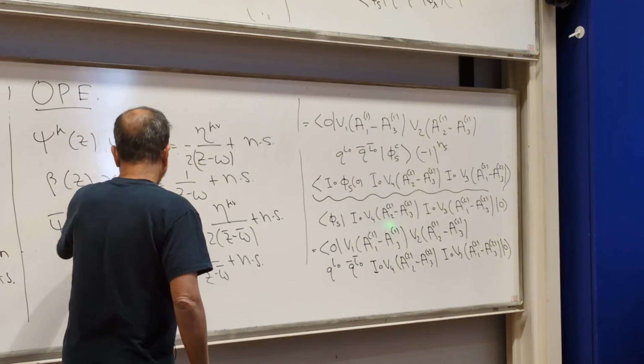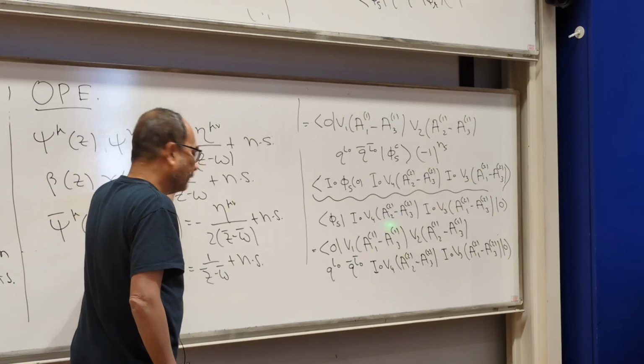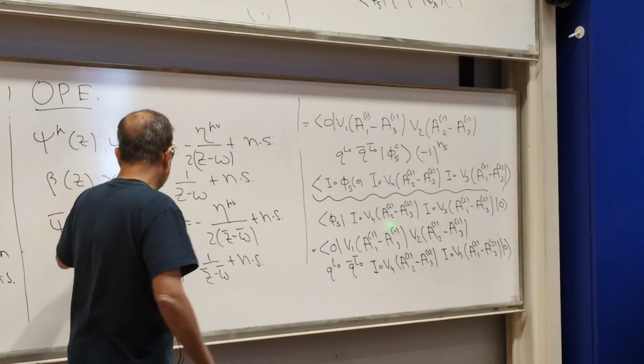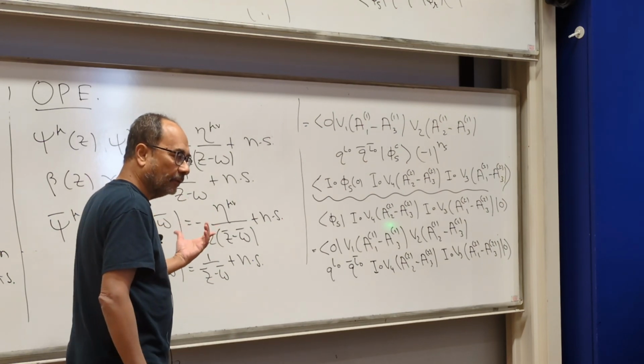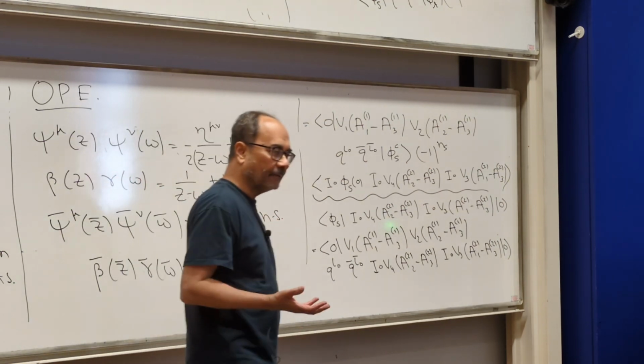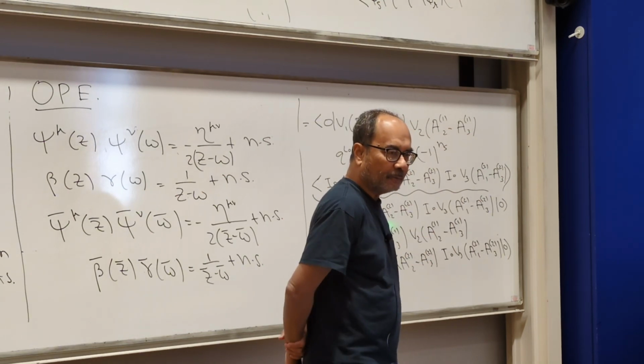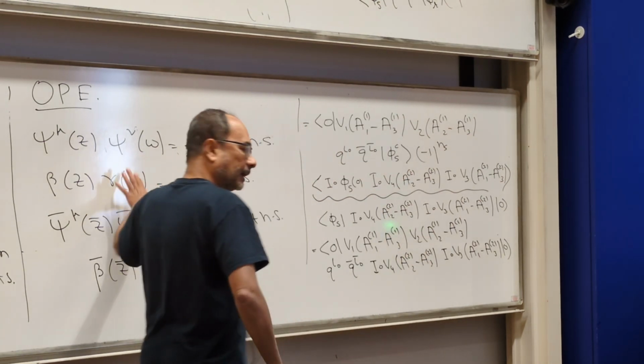Here, you have to be careful about the sign. I have chosen the convention where beta of z gamma of w is 1 over z minus w, so gamma of z beta of w will be minus 1 over z minus w. Of course this is a convention, you can change it by simply redefining your gamma, but you have to stick to one convention and I'll be sticking to this one.